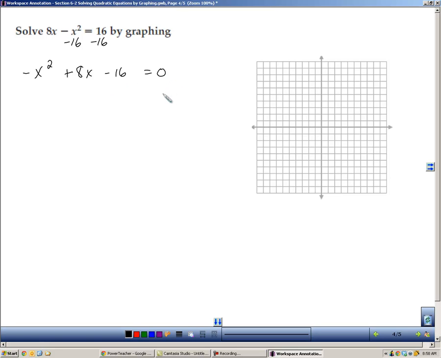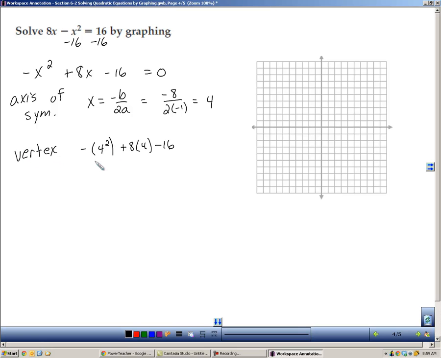You have to have it equal to 0 if you're going to solve it, and it has to be in descending order. Now I'm going to find my axis of symmetry. My b here is 8, so we're going to use the opposite of 8 over 2 times a. My a is negative 1, so we end up with an axis of symmetry of positive 4. Now we'll plug that in for the vertex.